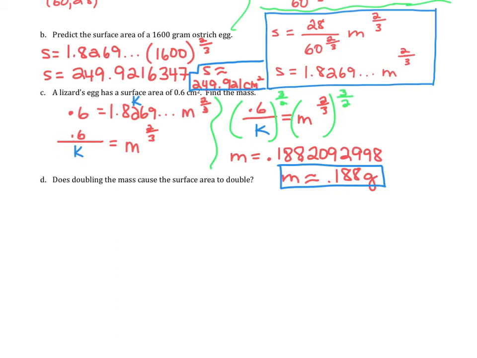But regardless, let's go through and do the algebraic work of solving for M. We're going to need to divide both sides of the equation by our K value. So 0.6 divided by K is going to be equal to M to the 2/3 power. And then to solve for M, we're going to need to raise both sides of the equation to the 3/2 power. When we raise this side of the equation to the 3/2 power, that will give us an M to the first, because 2/3 times 3/2 will give us M to the first.